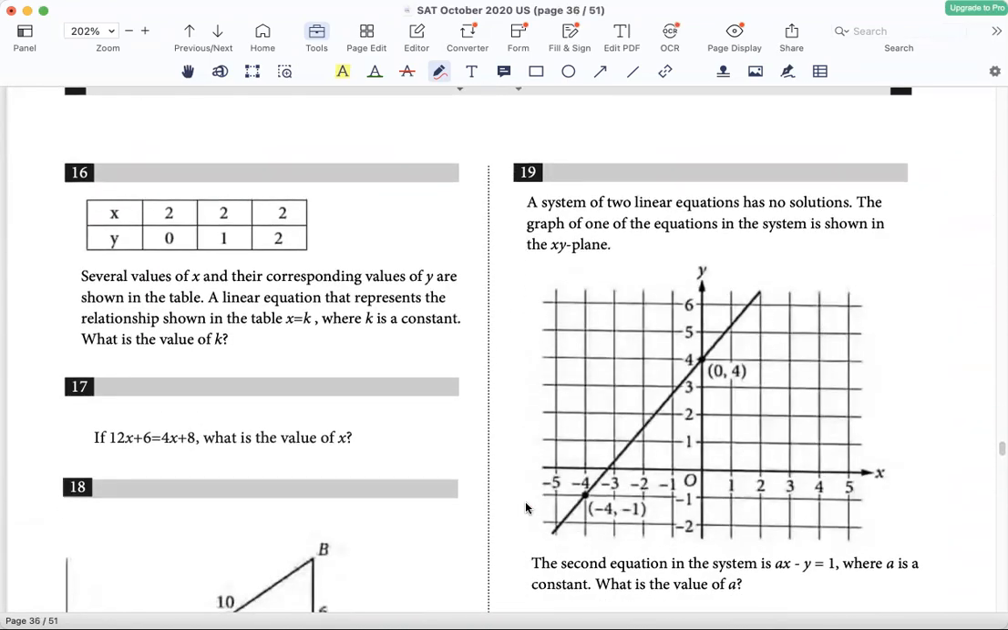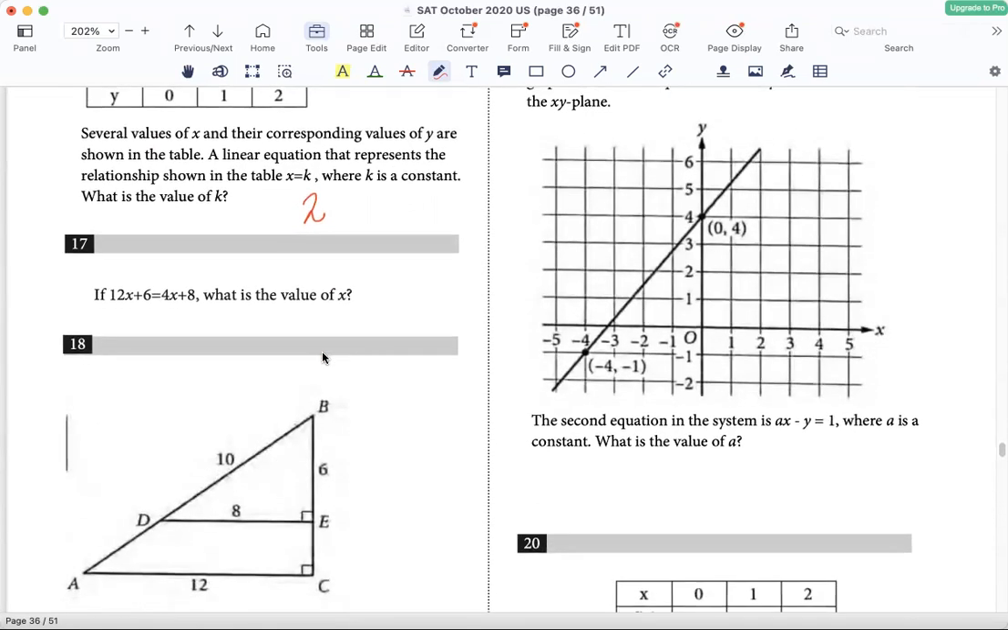Okay, several values of x and their corresponding values of y are shown in the table. A linear equation that represents the relationship is x is equal to k, where k is a constant. What is the value of k? So x is 2, right? Because regardless of what I take, x remains the same. Y keeps changing, but x remains the same. So k is 2.